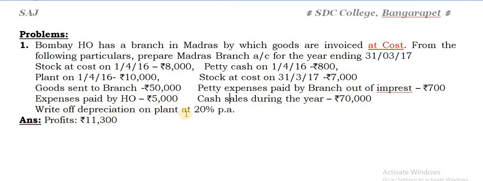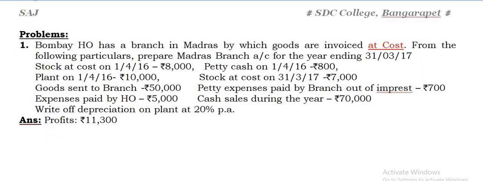Here they say write off depreciation on plant at 20% per annum. Now, how much is the opening plant? 10,000. Minus 20% from it. Then that becomes the closing plant, because you are aware depreciation is not directly written in the branch account. Okay, it is shown indirectly. When you take the opening value and the closing value, the depreciation is automatically recorded. I will explain how that system works.